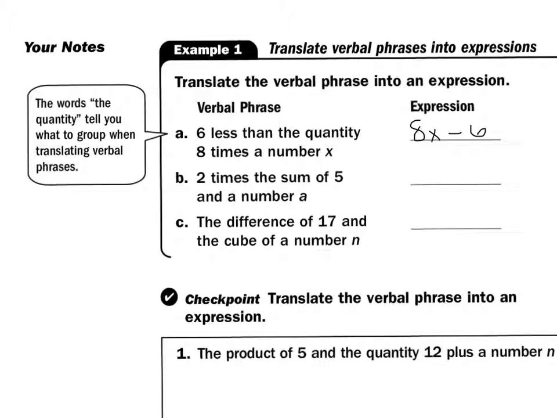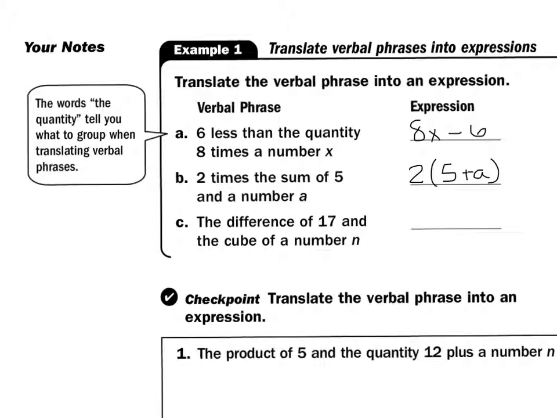For B, 2 times the sum of 5 and a number A. That's another thing that signals, just like the quantity, the sum of indicates that you're going to group something here. This is a little bit different because now you're grouping 5 and A, which is a sum. You're going to be adding. So when we write this, we're going to write this as 2 times, and we're going to use the parentheses to show multiplication here. The sum of 5 and A is written as 5 plus A, and we put that inside the parentheses.